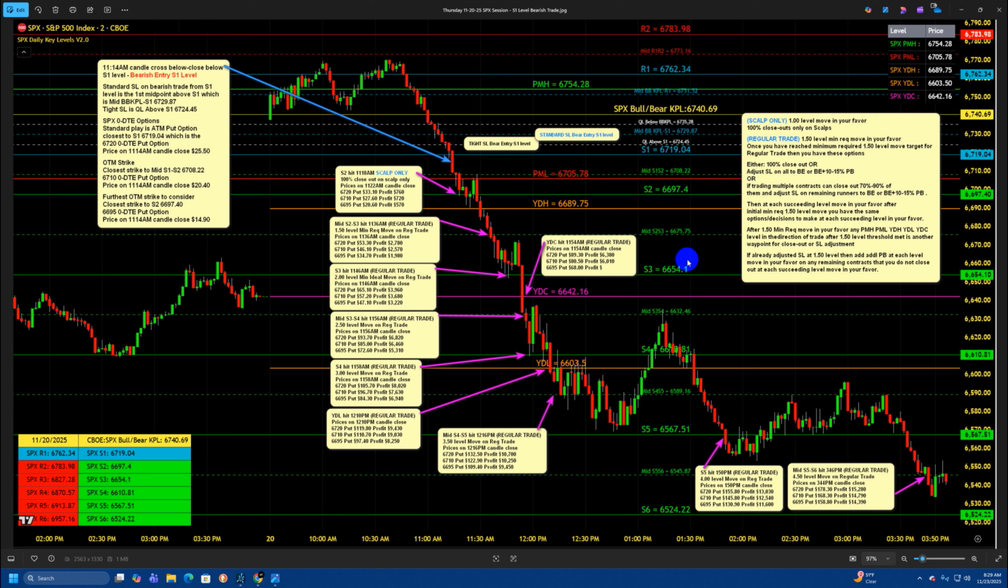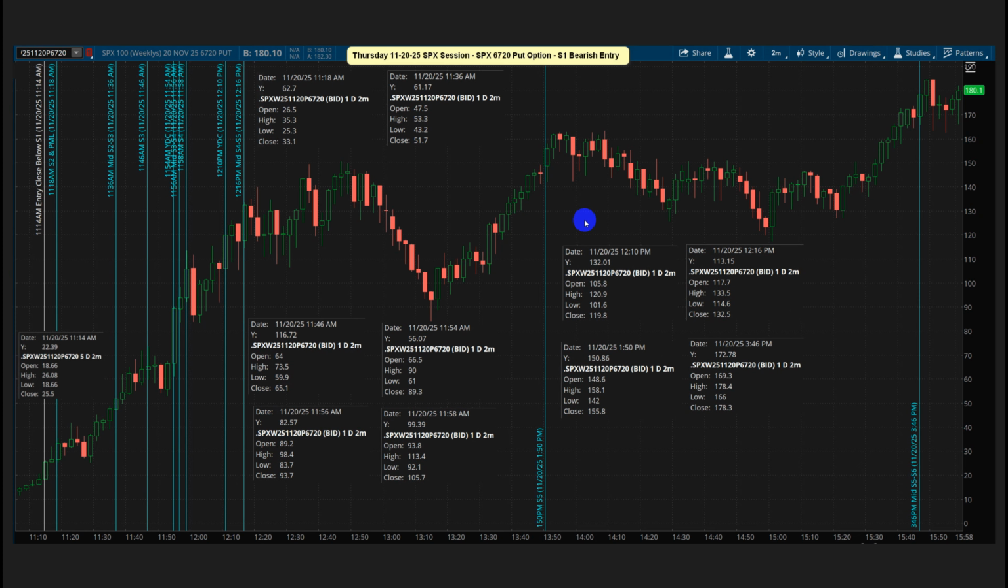Now we'll take a look at the Thinkorswim option charts. Okay, so first we're going to take a look at the strikes from the S1 bearish play. This is the at the money, the 67.20. So here we have the entry, close 25.50. Next we have the 11:18 a.m. candle, which was the S2 hit. That was the scalp.